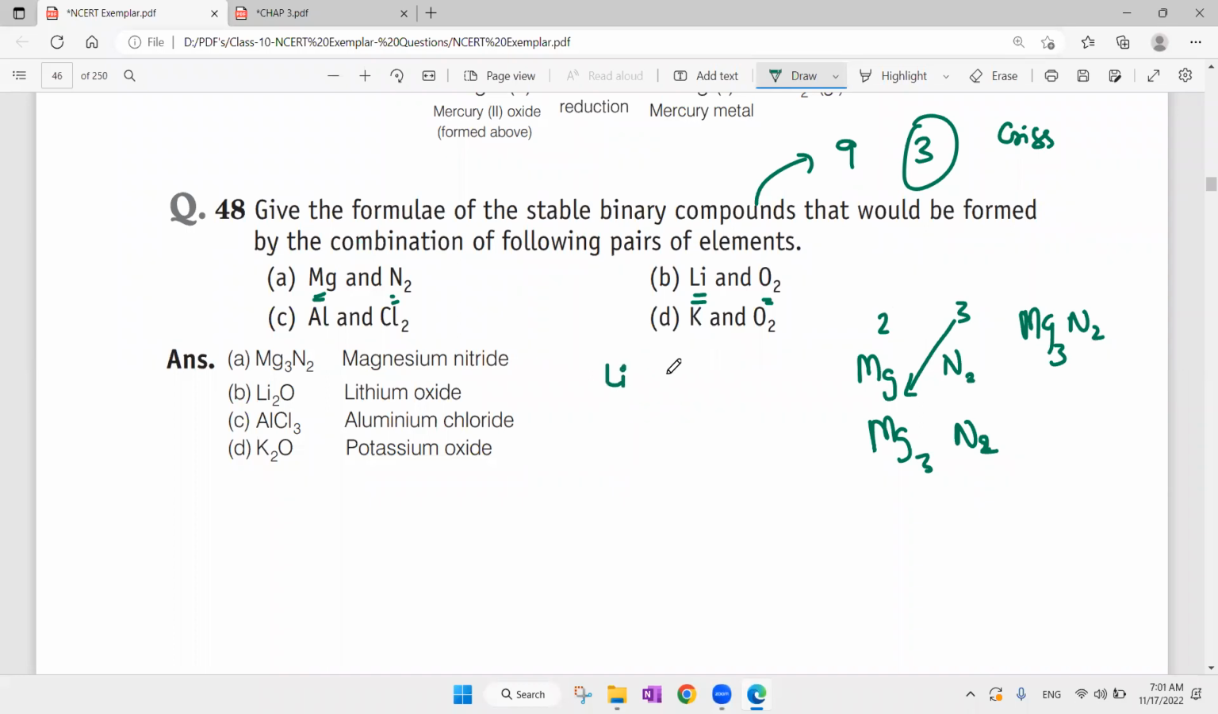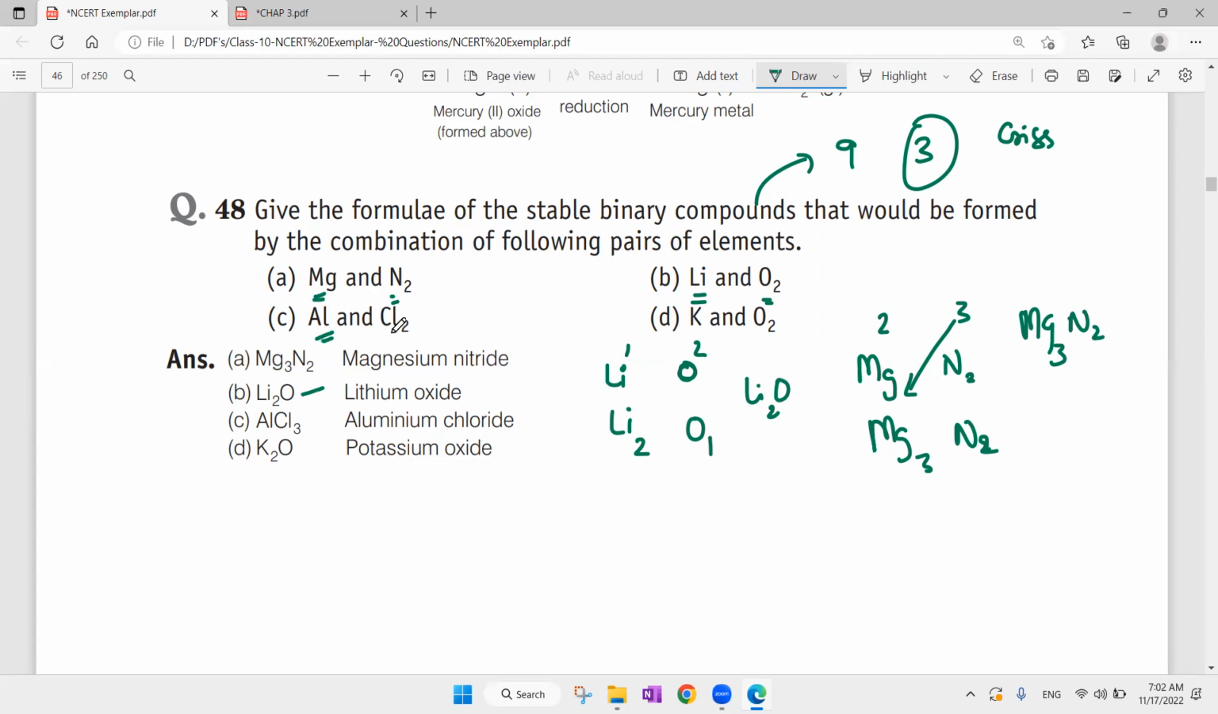So Li and O. Again, you write Li and O. Oxygen, we know atomic number is 8 and valency is 2. Lithium: so guys, it is not like they are asking Li and you have to go with only O2. Lithium, atomic number 3, valency is 1. 1 goes to oxygen, it becomes O1. 2 goes to lithium, it becomes Li2. It becomes Li2O1. No need to mention anything. Like that, we will get Li2O.